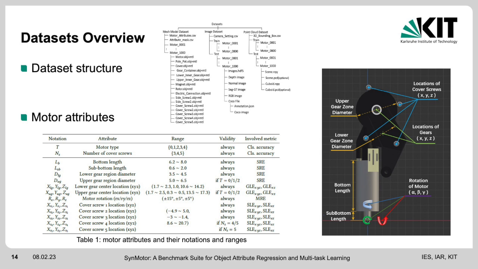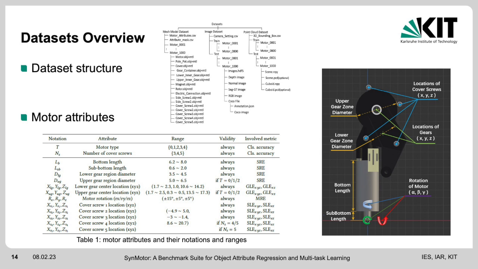As mentioned before, our datasets provide the specific geometric attributes information and are ideal for attribute learning. 30 attributes are selected and used for the task design, as given in this table. Attribute type and number of cover screws are suitable for classification tasks, while the other 28 attributes are suitable for attribute learning. The figure on the right shows the selected attributes on the motor.